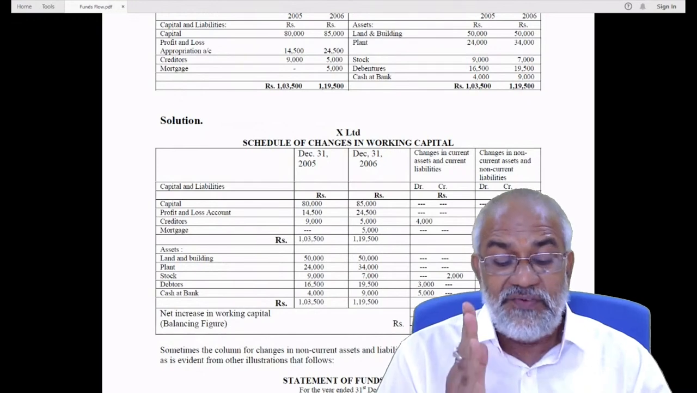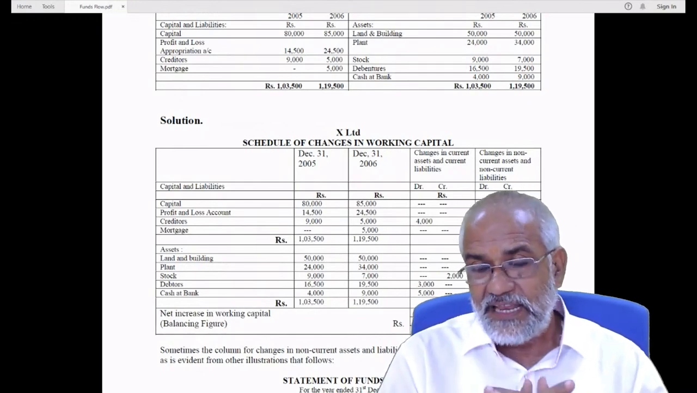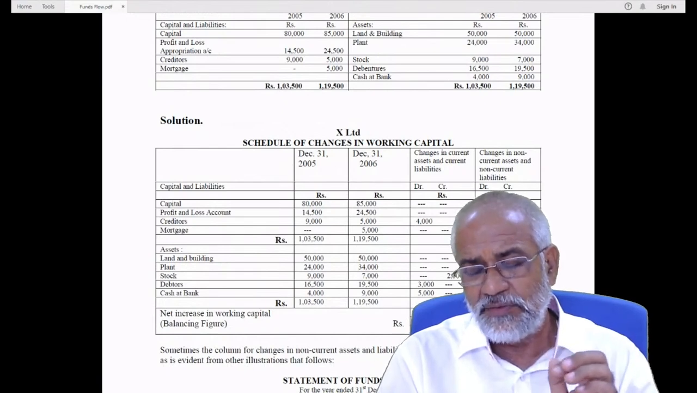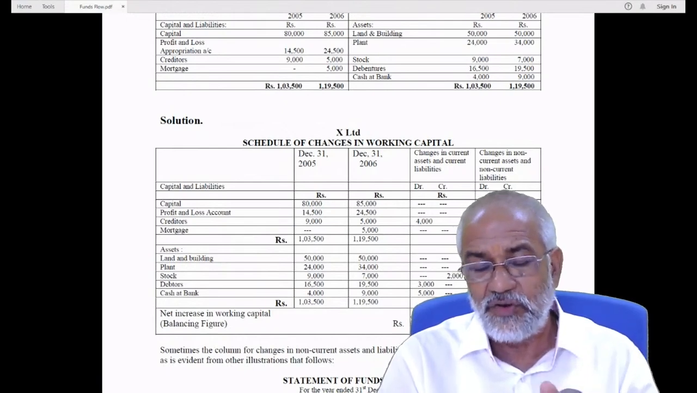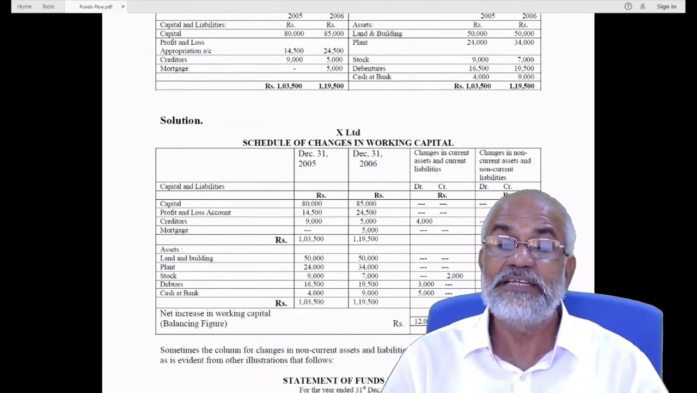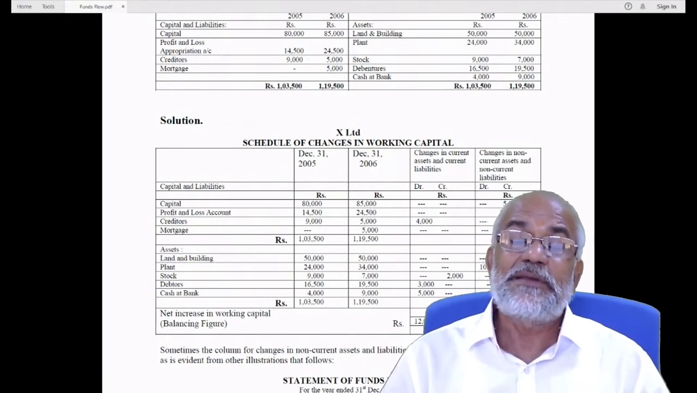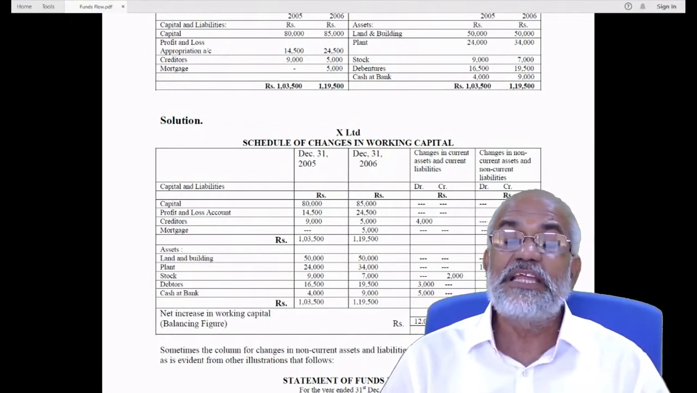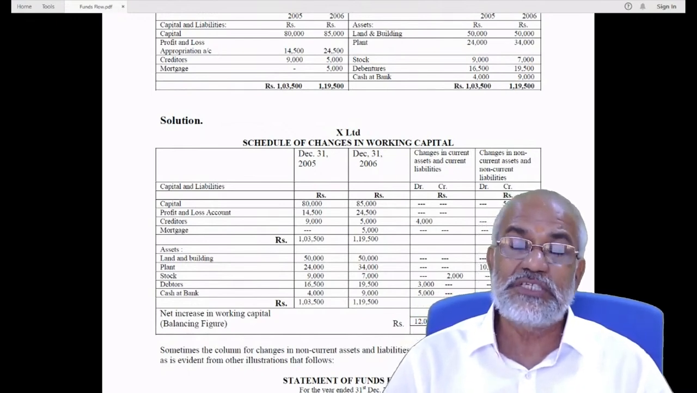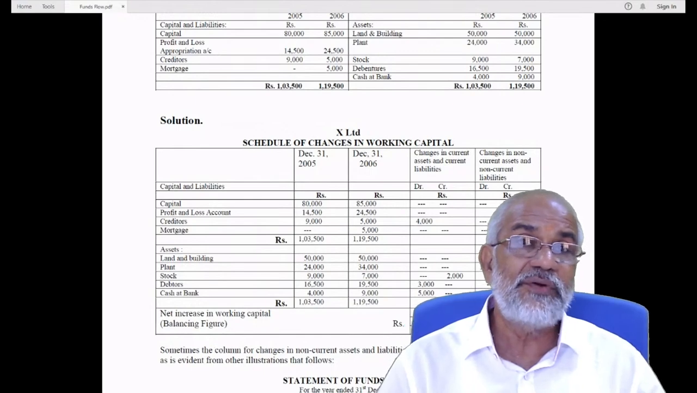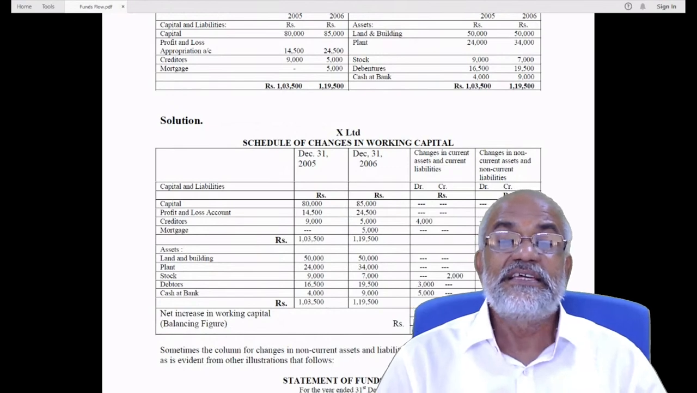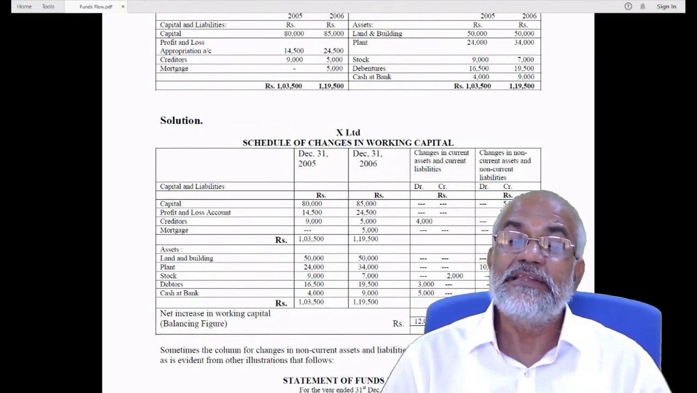So this is the first advantage of having the two additional columns, meant for changes in non-current items or changes in non-current category, that is, changes in non-current assets or non-current liabilities. So after preparation of the statement of changes in working capital, what is the balancing figure? This balancing figure of 10,000, which is appearing in the credit column of the current category as well as in the debit column of the non-current category, what is it? It is net increase in working capital.